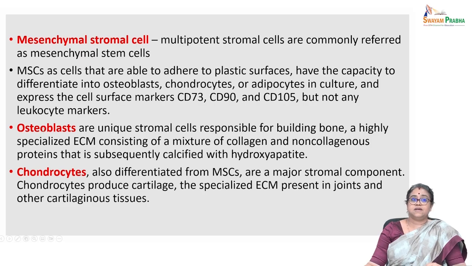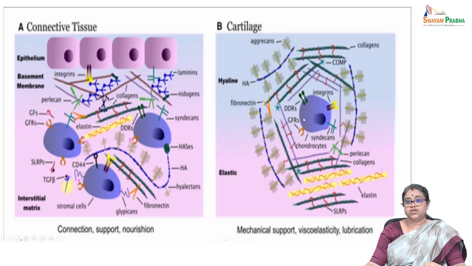Then the next type of cells is osteoblasts. Osteoblasts are unique stromal cells which are responsible for building the bone, a very highly specialized extracellular matrix consisting of a mixture of collagen and non-collagenous proteins that is subsequently calcified with hydroxyapatite. Because bone is a completely strong organ, isn't it? Therefore, there is a lot of calcification with hydroxyapatite, and you have a combination of collagen and non-collagenous proteins. Chondrocytes are also differentiated from the mesenchymal stem cells, and they are a major stromal component. Chondrocytes produce cartilage, the specialized ECM which is present in the joints and other cartilaginous tissues. So this is how the ECM composition changes based on the organ.